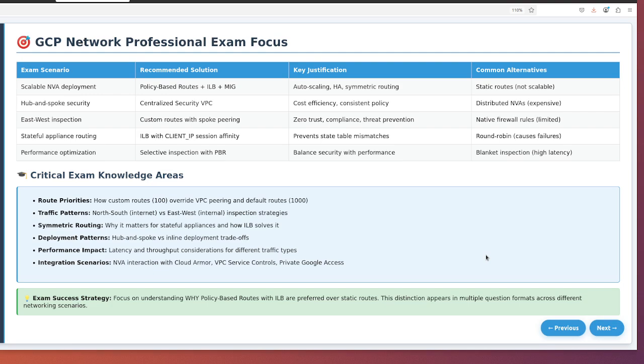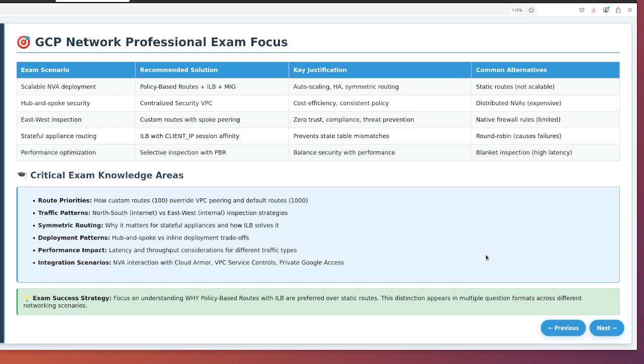Symmetric routing questions often involve stateful appliances. Understand why it matters, how session affinity solves it, and what happens when it breaks. This concept appears in many different question formats. ROT priority calculations come up frequently. Remember that lower numbers mean higher priority. Custom ROTs, typically below 1000, override VPC peering ROTs at 1000 and default ROTs at 1000. Know how to design routing hierarchies using priorities.